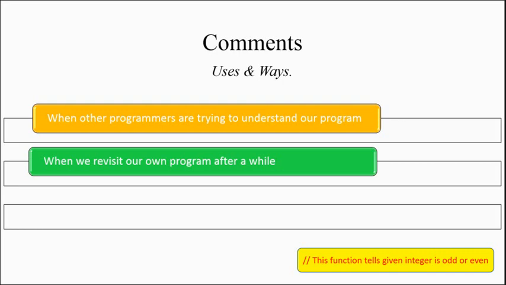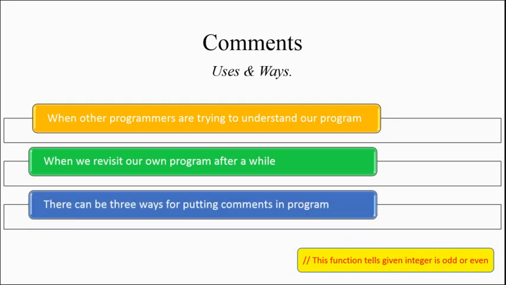For example, if you have coded a function that tells whether a given integer is odd or even, then just put a comment after the double slash as shown on the screen. So, other programmers will not have to spend time and energy on understanding the actual code. Let's understand the three ways of putting comments in a program.